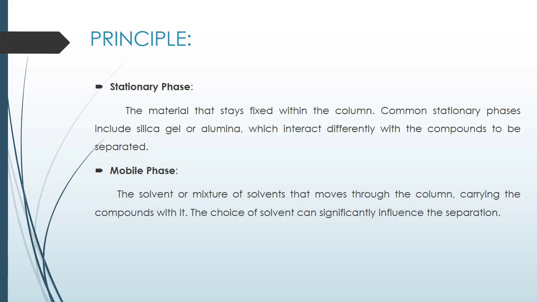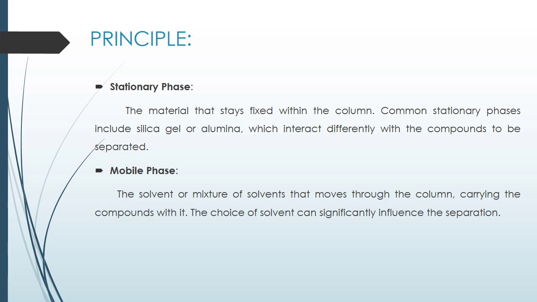Principle. First, the stationary phase. In the stationary phase, material stays fixed within the column. Commonly used stationary phases include silica gel or alumina, which interact differently with the compounds to be separated. Mobile phase. In the mobile phase, a solvent or mixture of solvents moves through the column, carrying the compounds with it. The choice of solvent can significantly influence the separation.